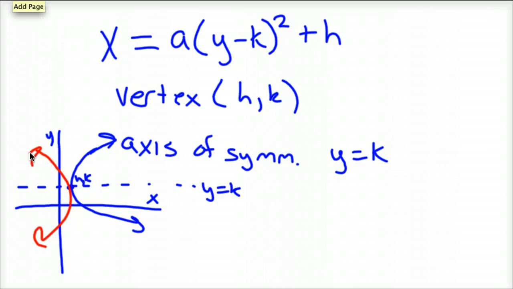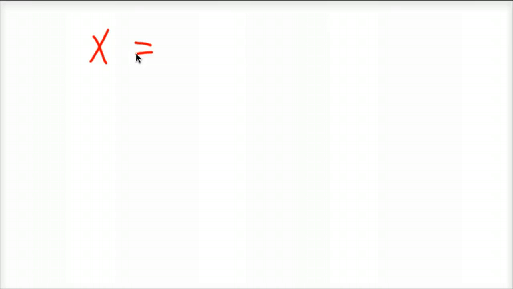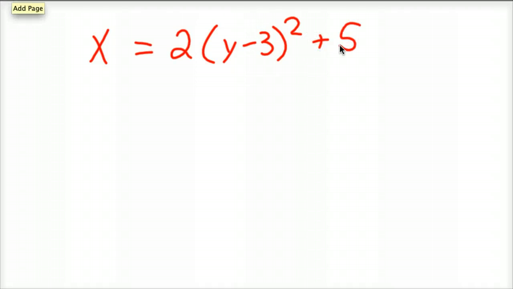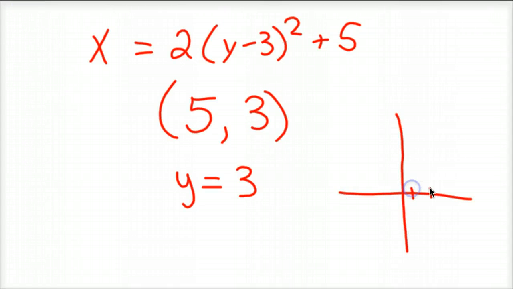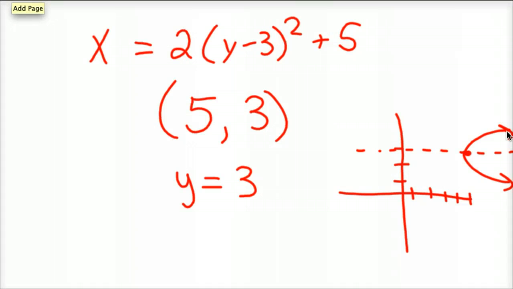Okay? So if you had an equation x equals 2 times (y minus 3) squared plus 5, I would know my vertex was (5, 3). So everything kind of reverses there. And my axis of symmetry is y equals 3. So I know if you just generally graph this, 1, 2, 3, 4, 5. So we'd have a vertex here, axis of symmetry here, and we know it opens, since it's positive 2, it opens to the right. So that's just a quick glimpse of how to find vertex and axis of symmetry.